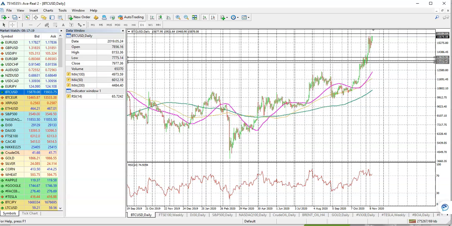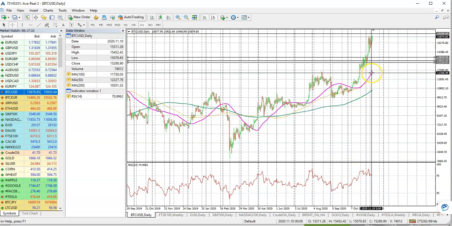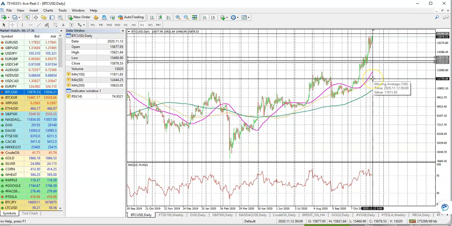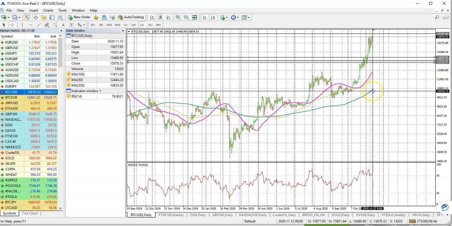So when we look at Bitcoin, as always, the first thing that we do is begin the analysis by looking at the daily chart. On the daily chart, we have three different simple moving averages. First of all, your 50-day simple moving average, followed by your 100-day simple moving average, and then finally your 200-day simple moving average.